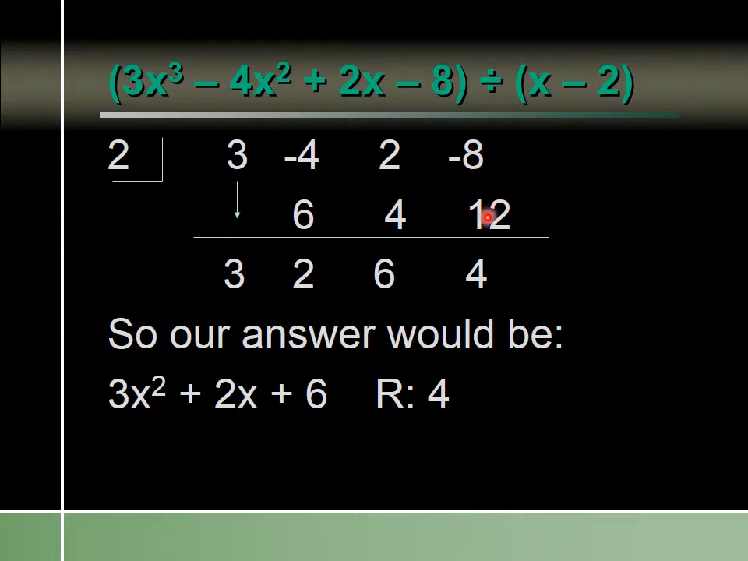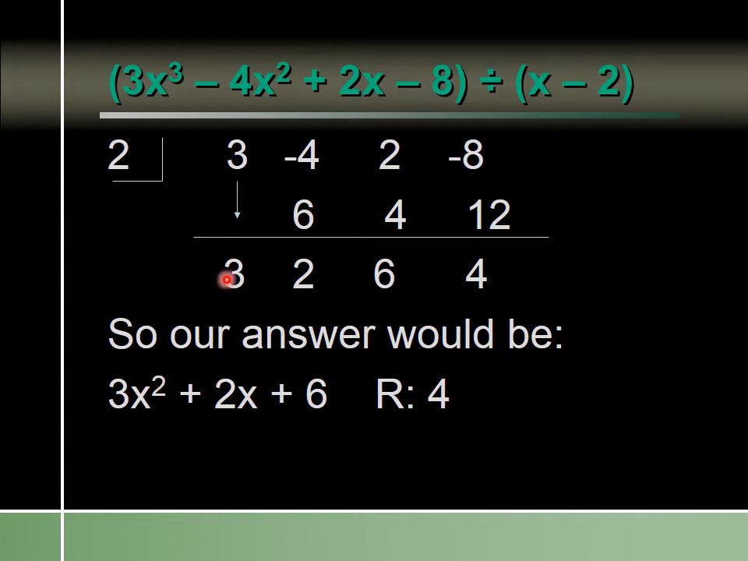Negative 8 plus 12 is 4. So your answer now is going to be 3x squared. So if I started with 3x cubed, my answer is going to be 1 power lower. So if I started with a cubed, my answer is going to start with the squared.